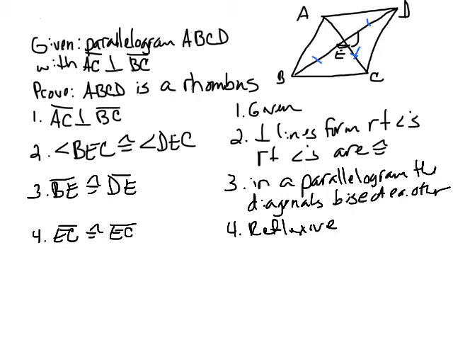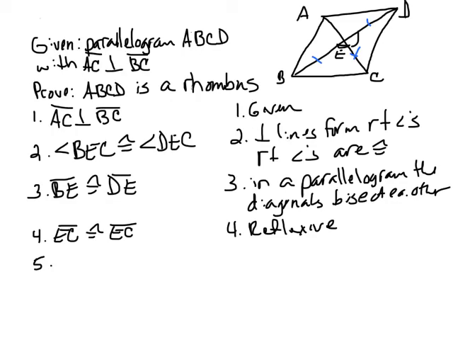Once I have that, that's enough to get the triangles congruent, because I have side, angle, side is congruent with side, angle, side. And then after that, I'm going to use CPCTC to get consecutive sides congruent, and then I can say that ABCD is a rhombus.